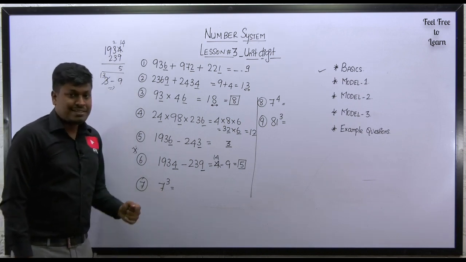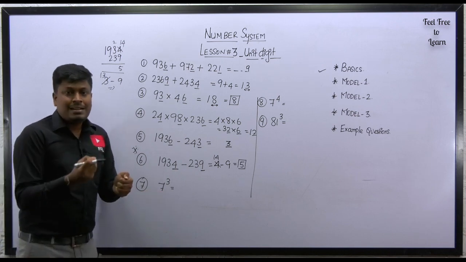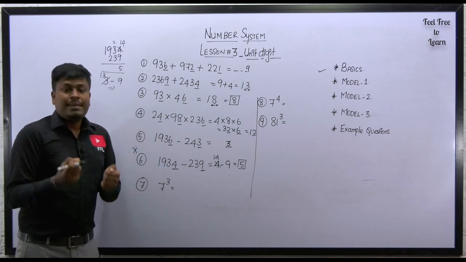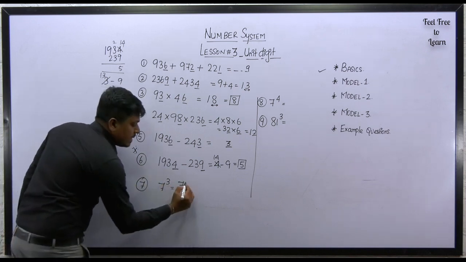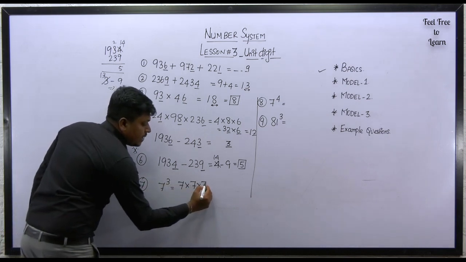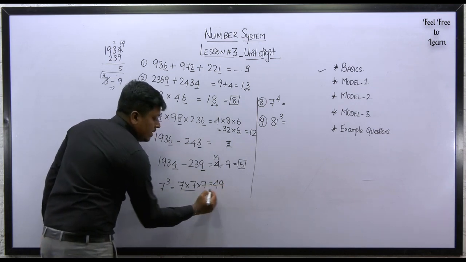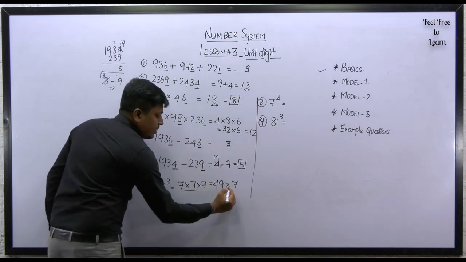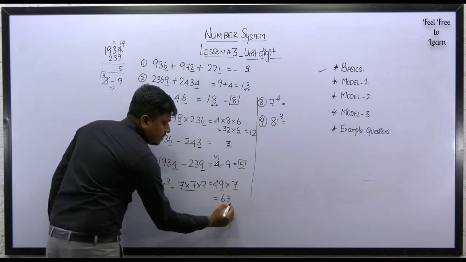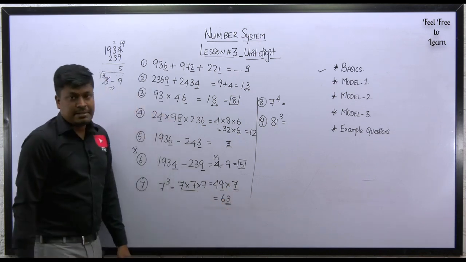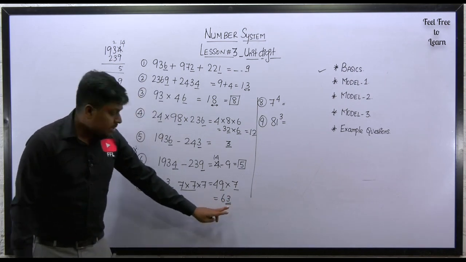So question number 7. 7 cube. Just listen here, important question. 7 cube. If you know the answer 343, that is okay. In case you don't know the answer of 7 cube, what you need to do is write it as 7 into 7 into 7. Got it? 7 into 7 is what? 49, right? So remaining that we have is 7. Multiply the last digit. 9 into 7 is 63. So finally the last digit is 3. So we can say that the unit digit of this number is 3.